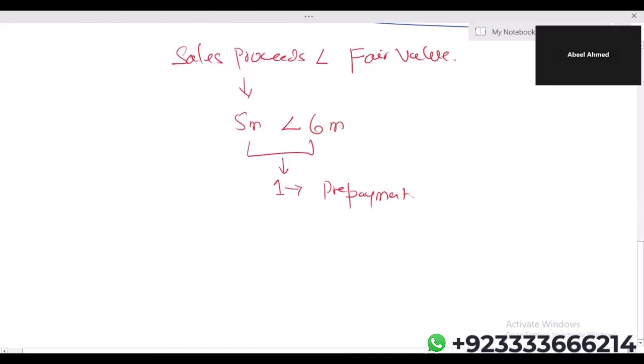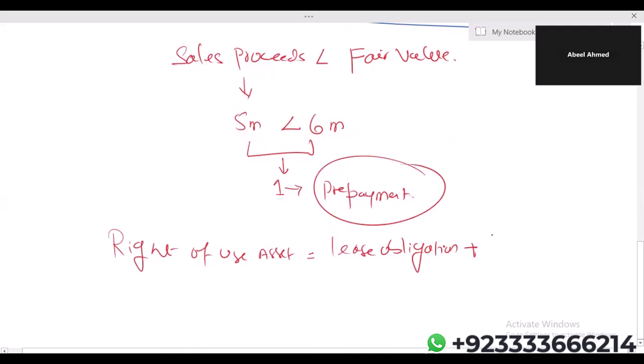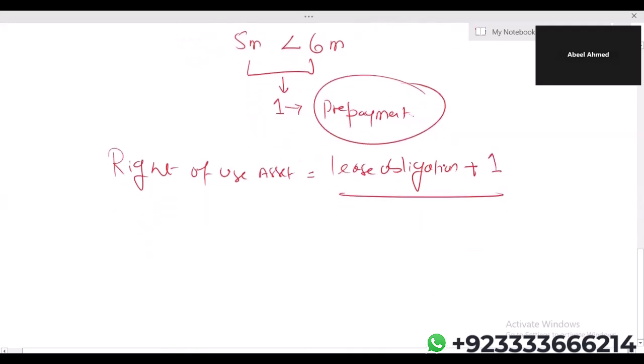Okay. Now, how will you calculate the right of use asset? Right of use asset is equal to the value of the lease obligation plus the prepayment amount, which is 1 million, divided by, in the denominator, you will always have the fair value of the asset, into the carrying amount of the asset.